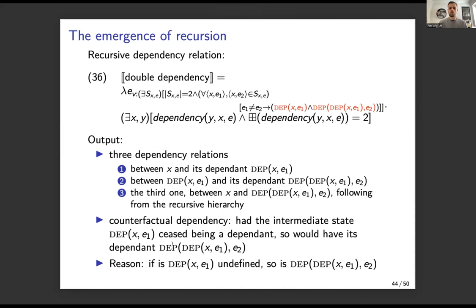Because had this, so dependent of X, dependent of the emperor in E1, which is Czechia, had this been undefined, so would have this, the dependent of X in E1, in end of which gives you Poland. So we just captured this counterfactuality by the fact that had one element feeding recursion being undefined, so we would have the final step. So let's move to conclusion.